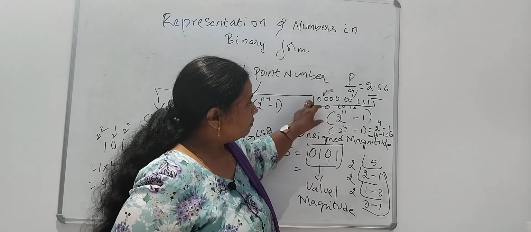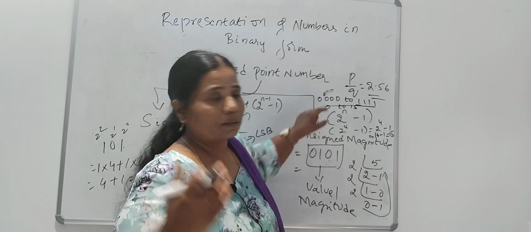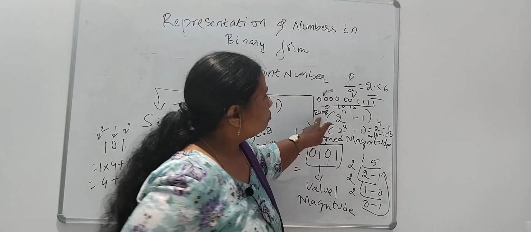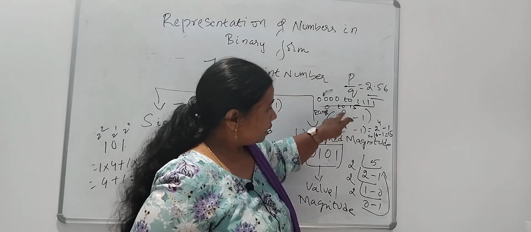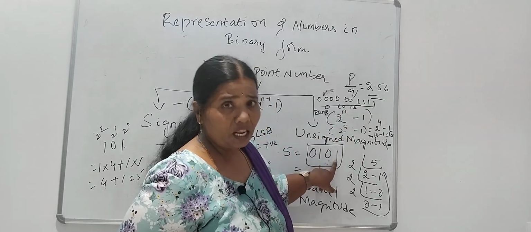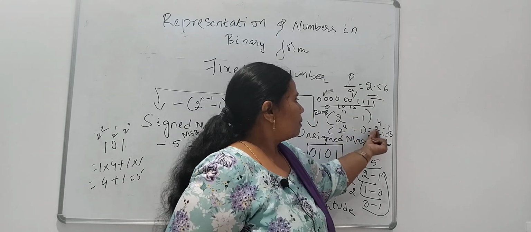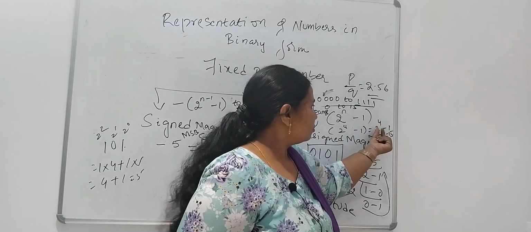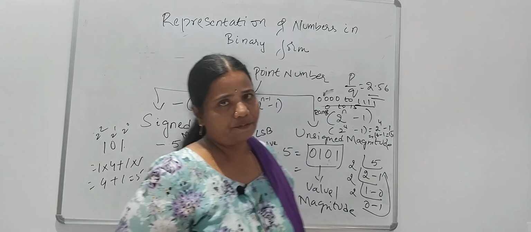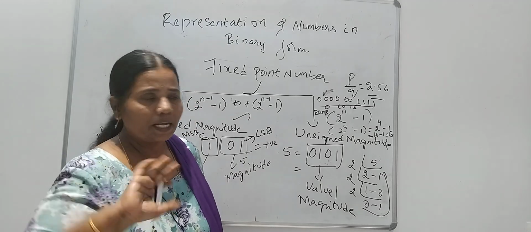So till that many numbers you can represent in the unsigned number representation. What they will ask here is the range of unsigned magnitude numbers. So what is the range of unsigned magnitude numbers? 2 to the power of n minus 1. What is n? The number of bits which you take in your representation of numbers. How many bits have you taken here? 4. 2 to the power of 4 minus 1, that is 16 minus 1, that is nothing but 15. That means a maximum of 15 can be represented if you take 4 bits.